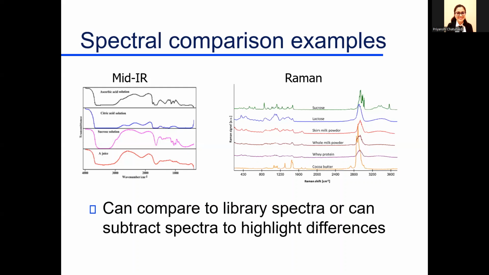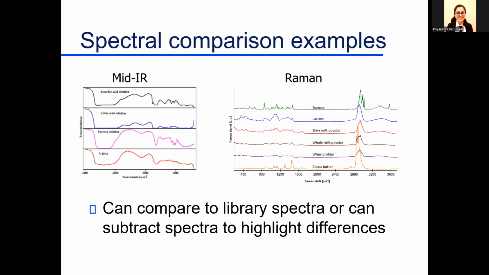So if you can see here in the mid-IR, you can see some differences. This top band is ascorbic acid solution. The one below it in blue is a citric acid solution, and then sucrose, and then here is just a juice. So in this example, they were looking at what's the composition of this juice, and they're comparing it to their library of sucrose, citric acid, and ascorbic acid. So you can see that the patterns are a little different, but they're also a little the same.